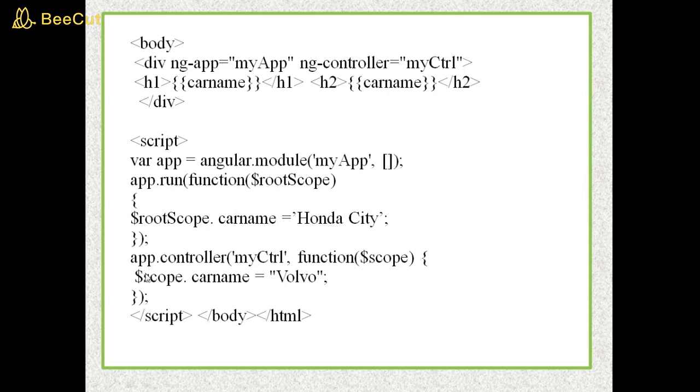The next, again I am using here the controller method. Again pass two parameters: ng-controller and function($scope). Scope is an object. And $scope.carname equal to Volvo. See, I am using here $rootScope and $scope. When I use $rootScope, that time I am using the run method, and when I use $scope, that time I am using the controller.